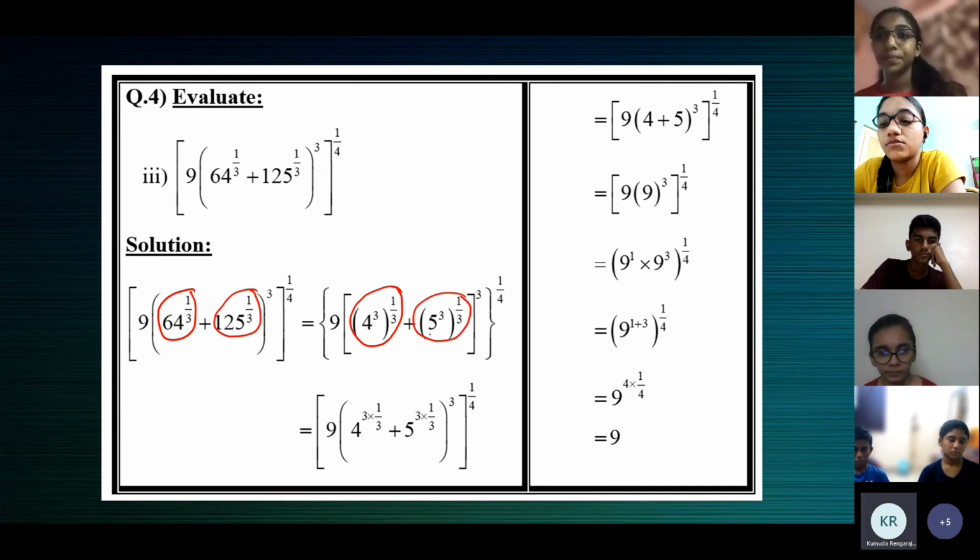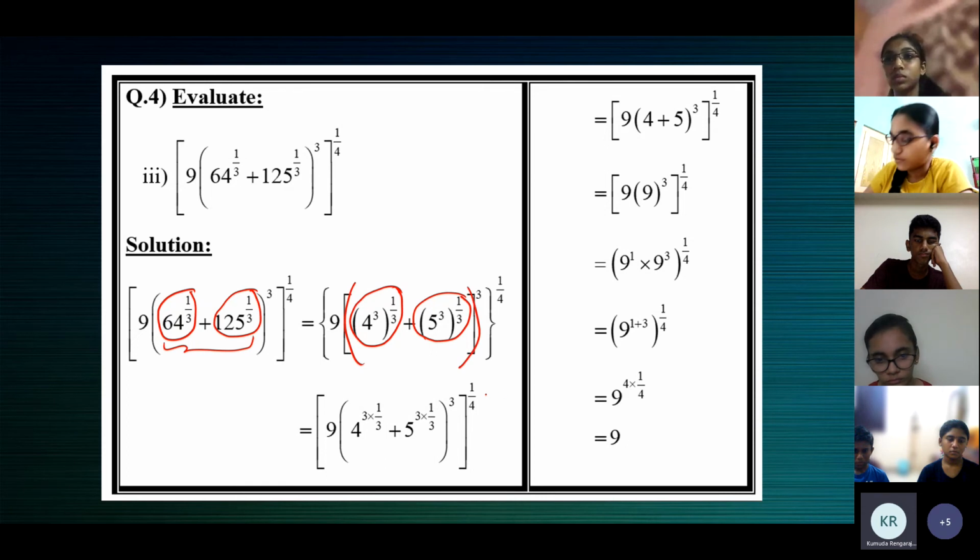Now, since I've used a simple bracket here, what do you see? These two are raised to the power 3, no? These two are raised to the power 3. So I have, because this is, you can again put a simple bracket. That's all. Nothing wrong. You will not lose marks for that.